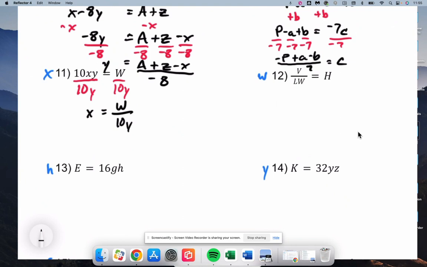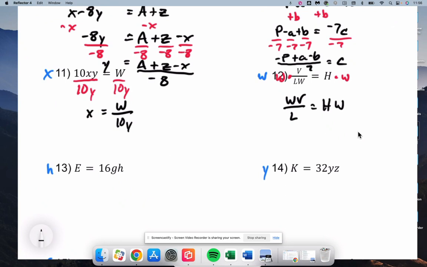Moving on to 12, we are asked to solve it for w. This is a bit of a tricky one because the w is in the denominator, so our first trick there is going to be to get w out of the denominator. We could just multiply both sides by w. That will work also. And so we would end up with wv over L is equal to HW. And then what we need to do to get W by itself is to divide both sides by H.